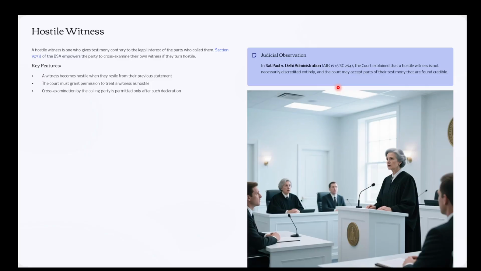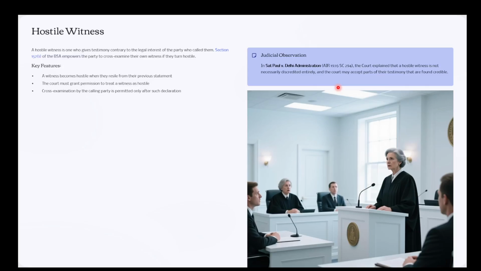Here we are going to discuss one more concept, called the hostile witness. What is the meaning of hostile witness? A hostile witness is one who gives testimony contrary to the legal interest of the party who called them. Section 157 of the BSA empowers parties to cross-examine their own witness if they turn hostile.